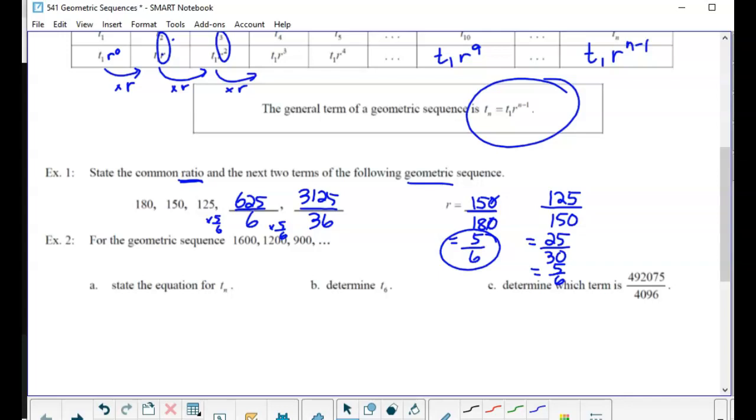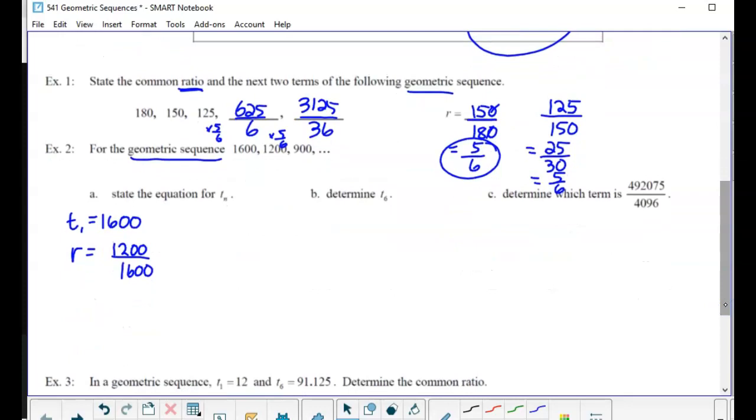So that's just coming up with the common ratio and finding some terms. Now in the next one, it says state the equation for Tn. So that means it's got to be a formula basically, and there's got to be n's in it. So you might want to state, just like we did for arithmetic, what's your first term and what's your common ratio. So second term divided by the first term. It tells you it's geometric. If you had to figure out if it was geometric, then you would want to do second term divided by first and then check, is it the same as the third divided by the second?